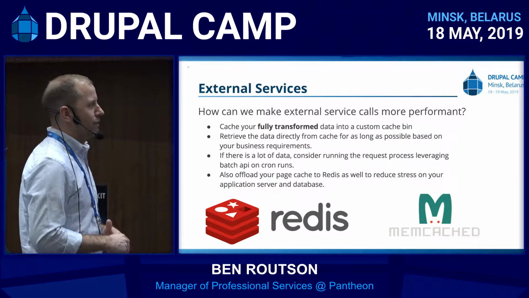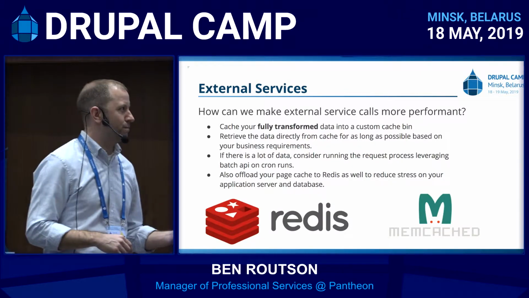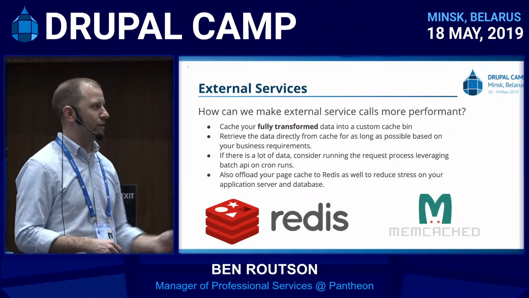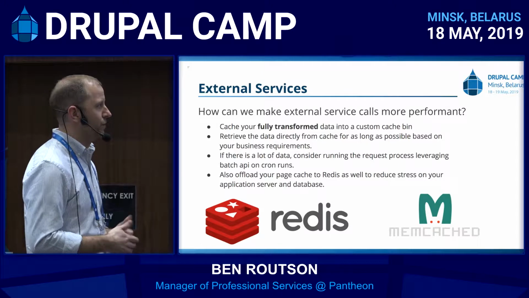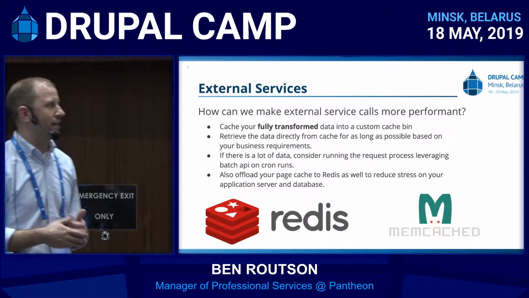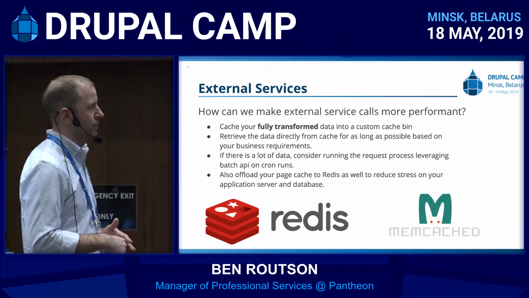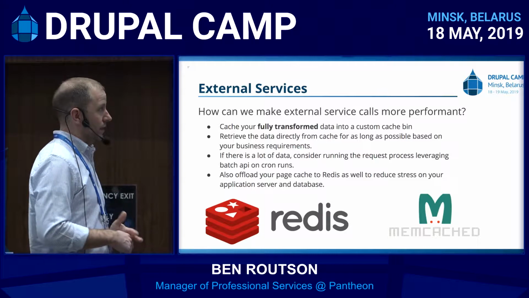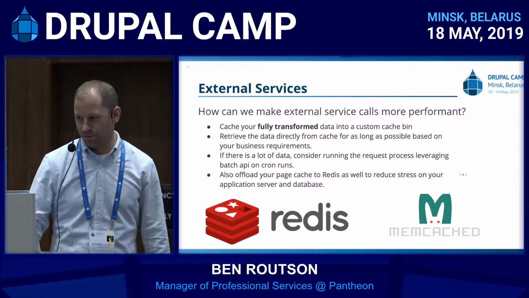And then if you do have bulk data that you're grabbing from a REST API, best practice there would be to still continue to leverage object caching for that, but then also do some sort of batch API or have that data be populated in cache in some kind of asynchronous way, either through a cron job or some other way. And then, of course, offload the page cache as well.